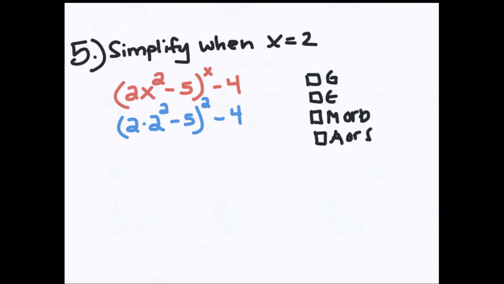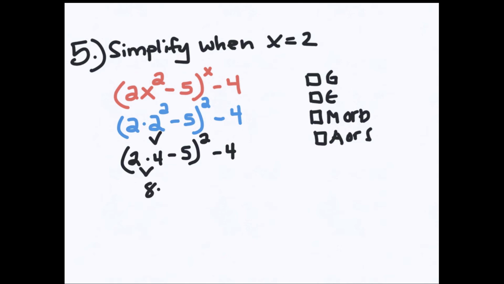Sorry, I jumped ahead there. So I'm going to take care of that first. 2 squared is 4 minus 5. Now all of this is raised to the second power, right? I'm going to go back into my grouping symbol. I can't check that off yet. Do I have exponents in there? No. Do I have multiplication or division? Yes. So that's where I'm going to go.